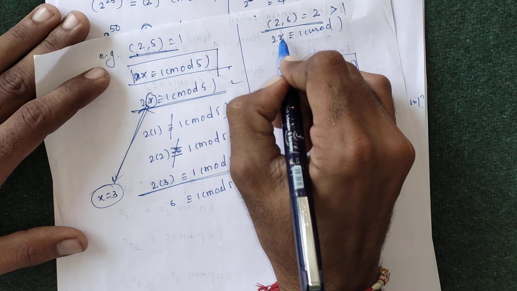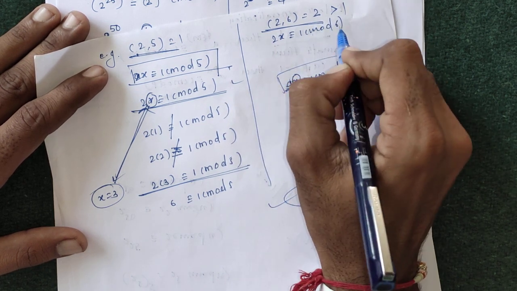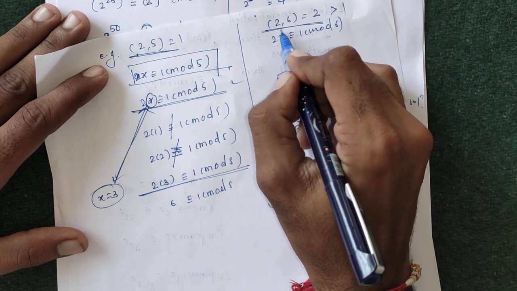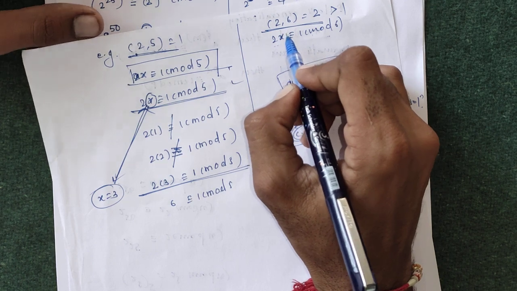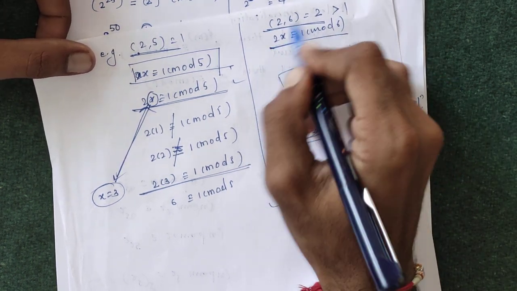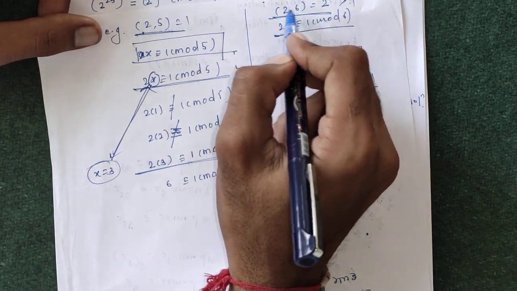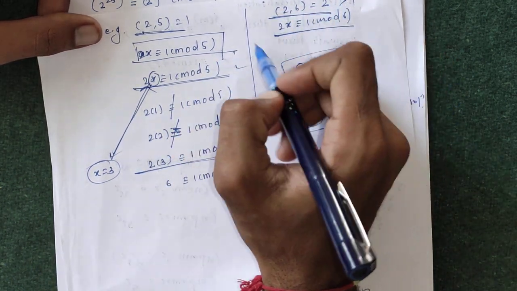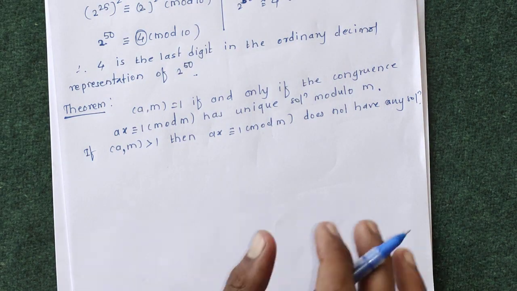That is, if we take x equal to 0, then we get 0 under modulo 6, and 6 doesn't divide minus 1. After that, for 1, we get 2 minus 1 is 1, and 6 doesn't divide 1. After putting x equal to 3, 4, 5, every time we get a number which is not divisible by 6. So if the GCD of these 2 integers is greater than 1, then the congruence has no solution. So let's prove this theorem.